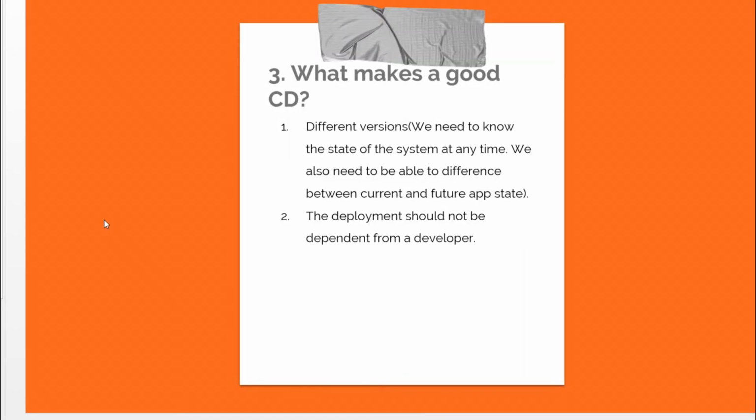And what makes a good CD, a continuous deployment? This is what makes the different versions. So this is something that we have at the moment. Every time we do a deployment in the future, we are going to know which deployment it was, to which pull request it was related, and who did it. And also, like I said previously about the CI, the deployment should not be dependent on the developer. So it's going to be automatic. So we don't waste time getting access to FTP like the old way.